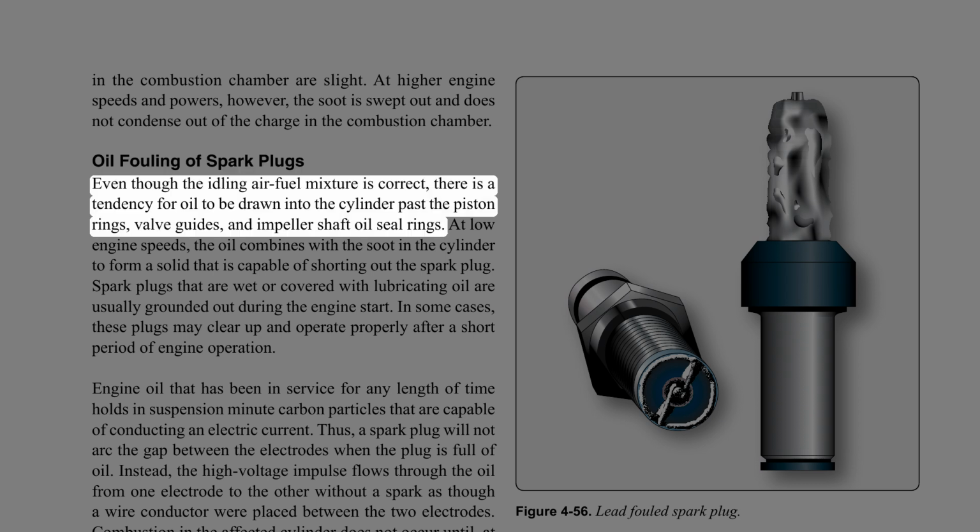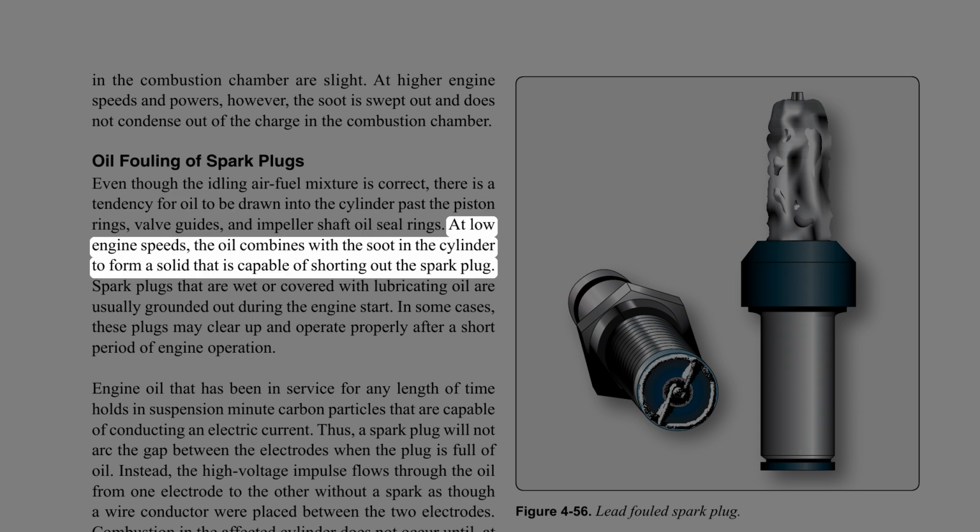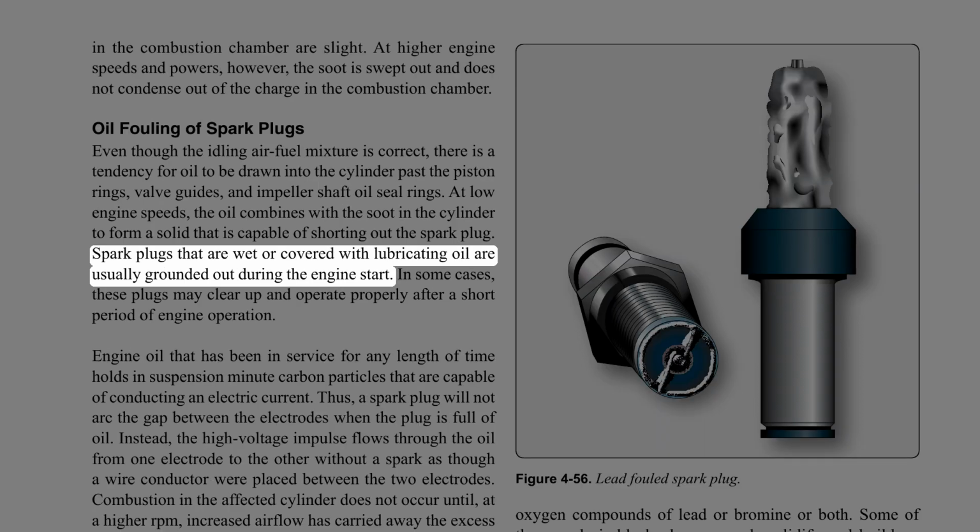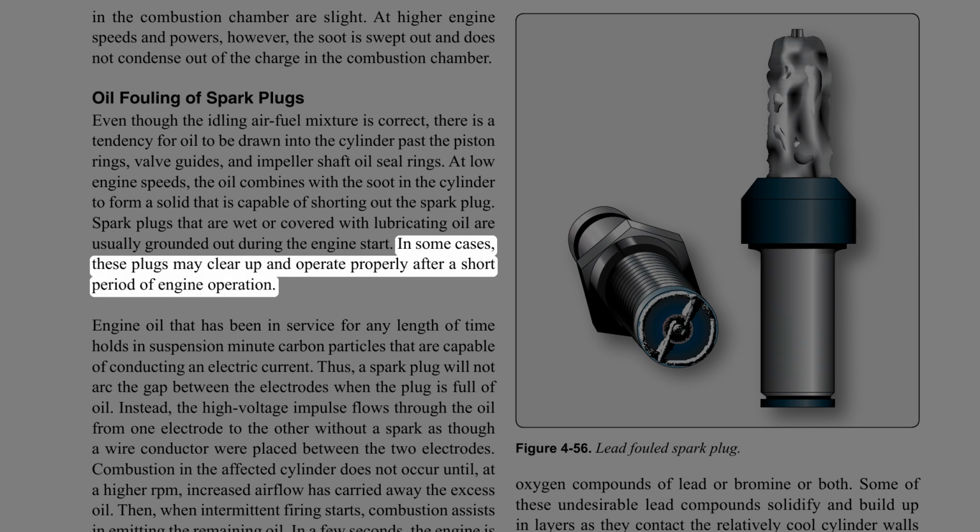Even though the idling air-fuel mixture is correct, there is a tendency for oil to be drawn into the cylinder past the piston rings, valve guides, and impeller shaft oil seal rings. At low engine speeds, the oil combines with the soot in the cylinder to form a solid that is capable of shorting out the spark plug. Spark plugs that are wet or covered with lubricating oil are usually grounded out during the engine start. In some cases, these plugs may clear up and operate properly after a short period of engine operation.